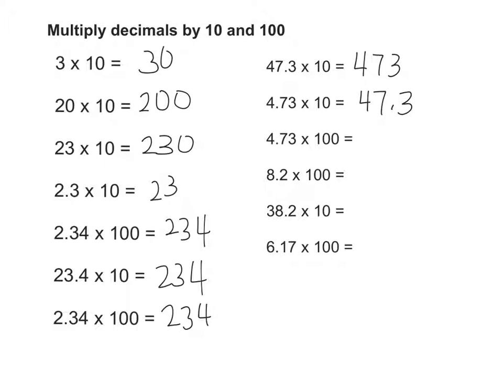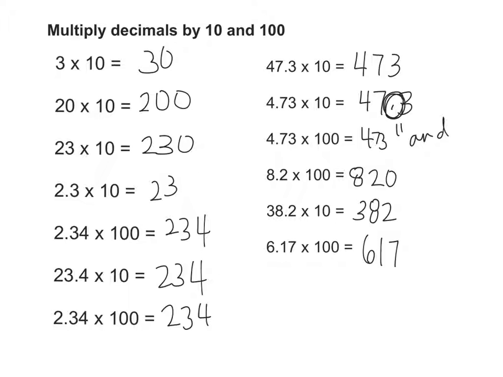Very nice. Now, instead of saying 47.3, let's get into the habit of saying it in word form, which would be? 47 and 3 tenths. Remember when we're doing word form, that decimal point equals the word and. Okay, very good. 4 and 73 hundredths times 100. Okay. 8 and 2 tenths times 100. Uh-huh, very nice. 38 and 2 tenths times 10. Good. And 6 and 17 hundredths times 100.